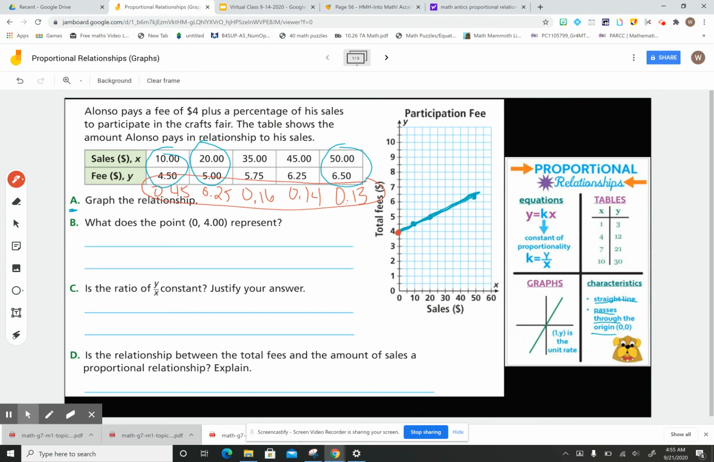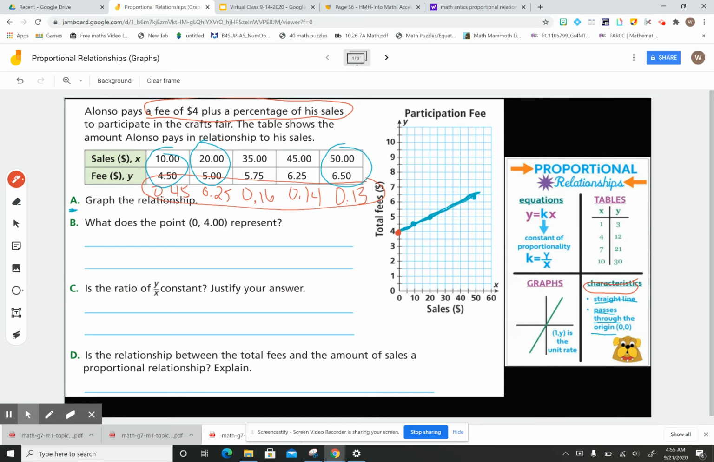So 0 and 4, what does (0, 4) represent? This represents the fee that Alonzo starts out with. So before he does anything, he has to pay a $4 fee. That is his starting point. Now, if I go back to characteristics, if it passes through the origin, that means the starting point is 0. In this problem, the line starts at 4, which means that is the starting point. In order for it to be proportional, it has to have a starting point of 0. This is what we would call non-proportional because it does not start from the origin.